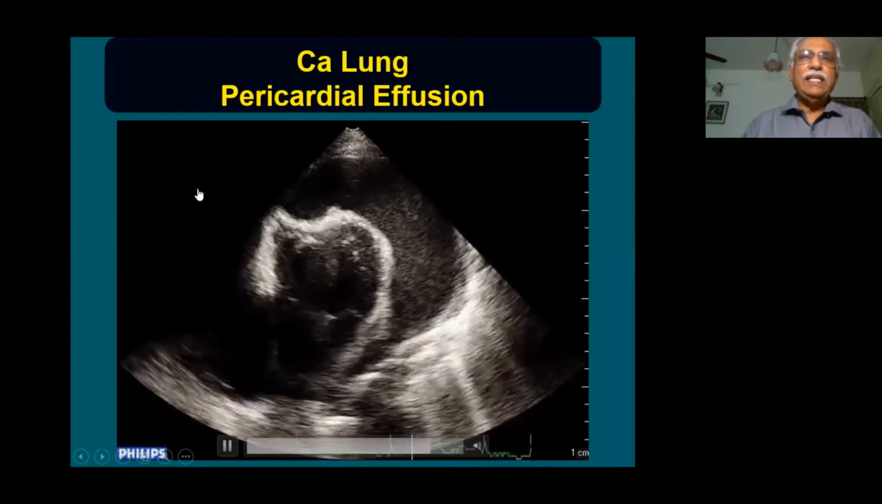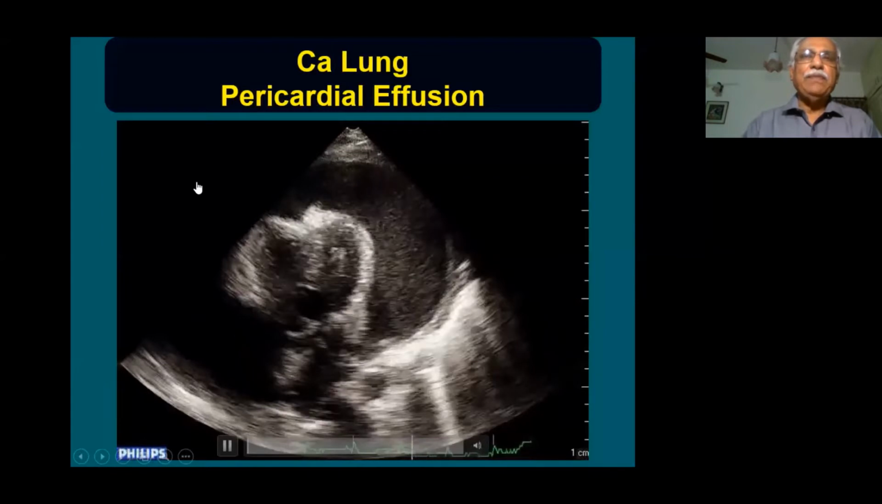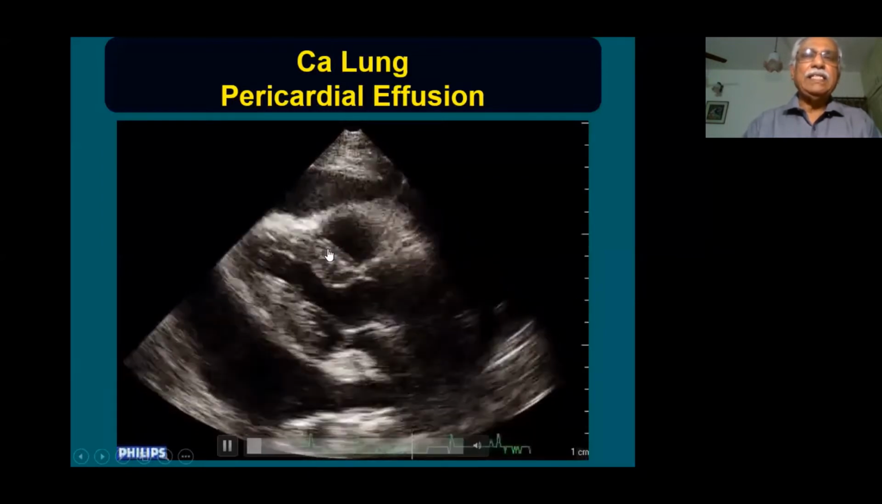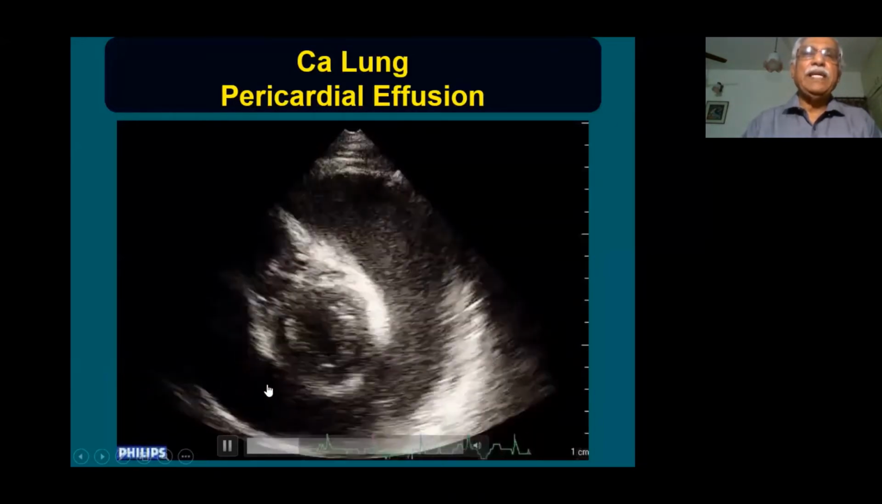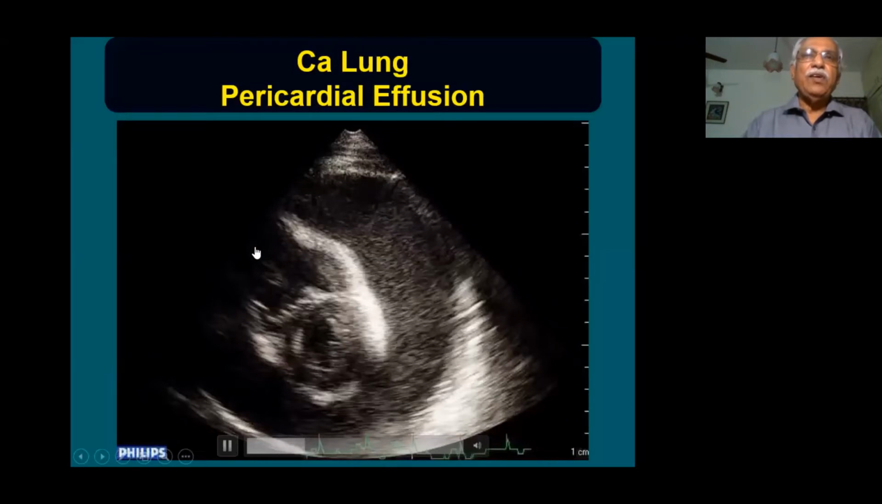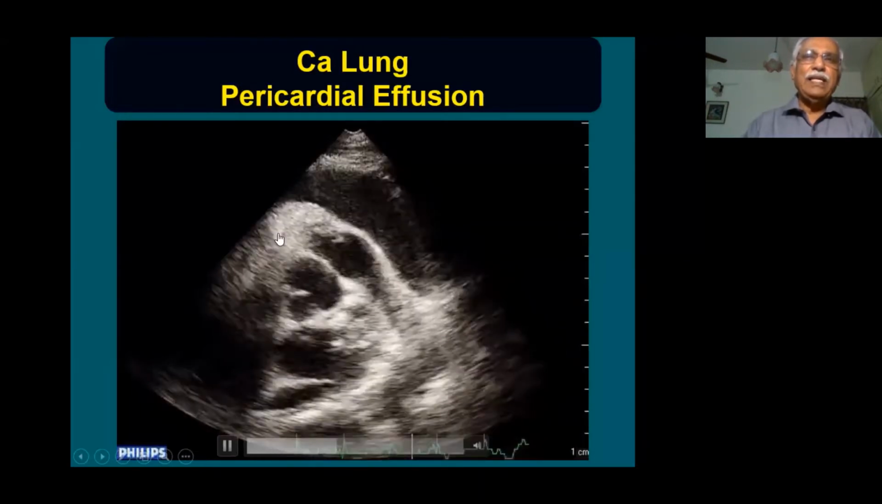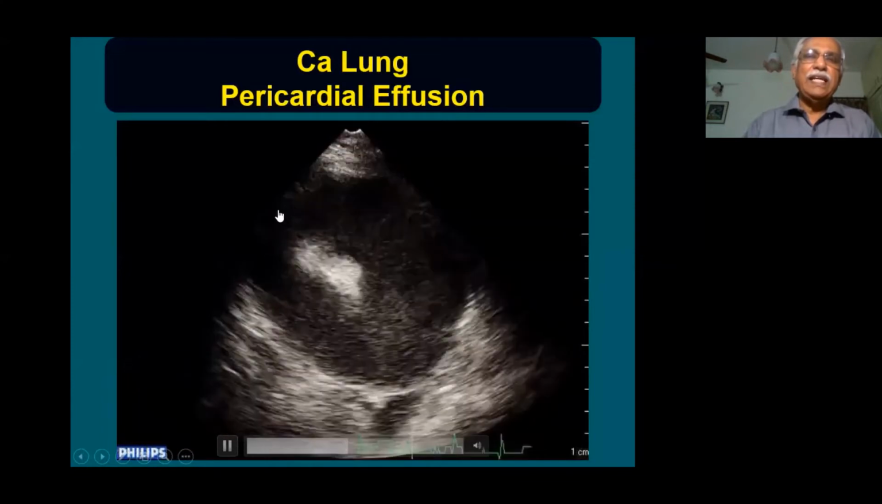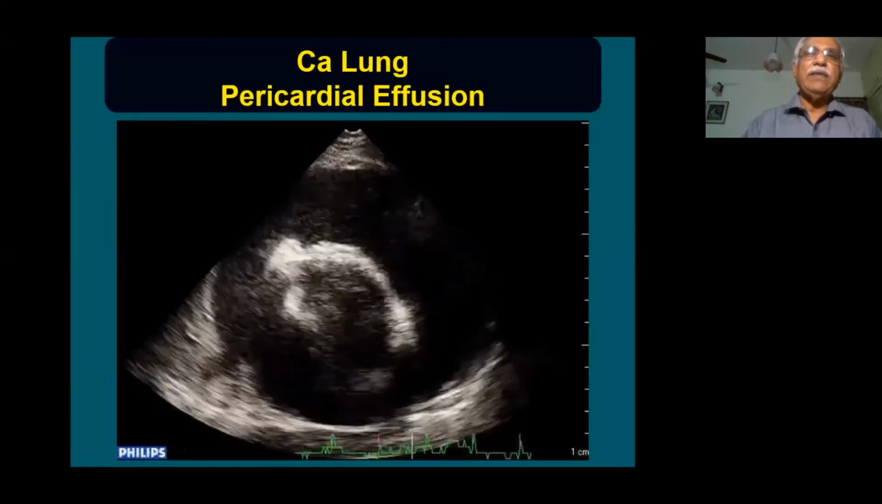So this is actually the invasion of the heart pericardium by metastasis in a patient with cancer lung, which was extending through the pericardium, producing a large pericardial effusion, and also it was involving the right ventricular wall. And actually the right ventricular anterior wall is attached to the secondaries and also to the pericardium.